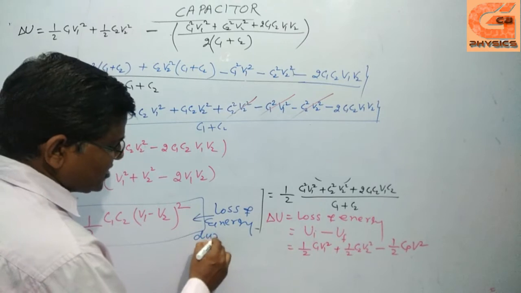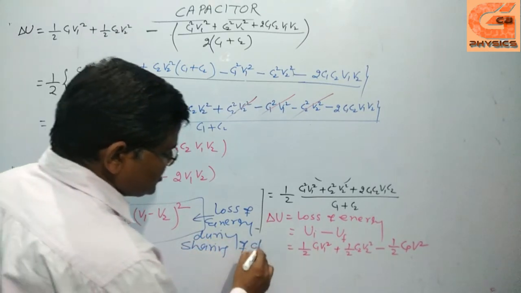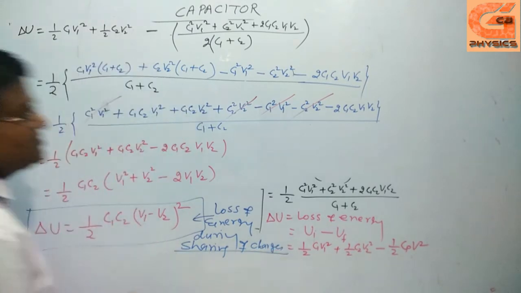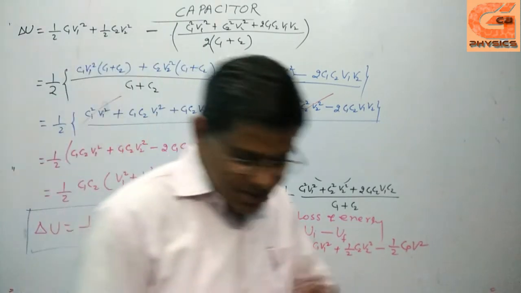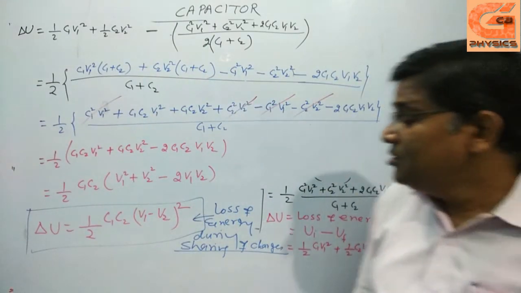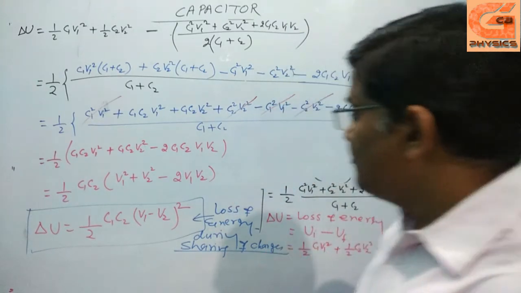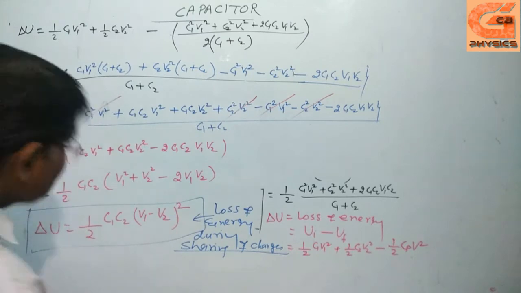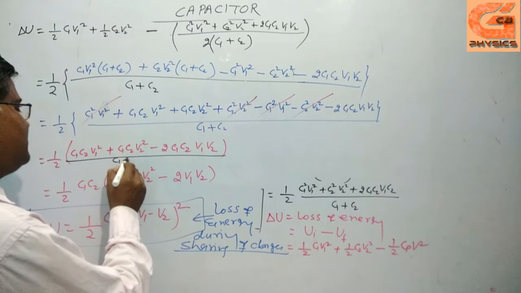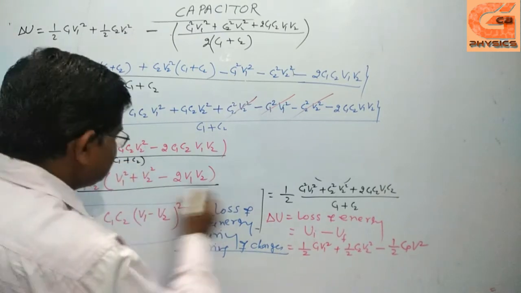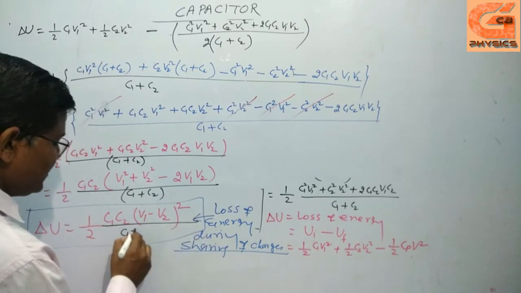During sharing of charges, if we connect two capacitors in parallel after fully charging them, then the loss of energy will be 1 by 2 C1 C2. Yes, one thing is missing here. Which one is missing? C1 plus C2 is missing here. It is very big, and that's why it was missed.